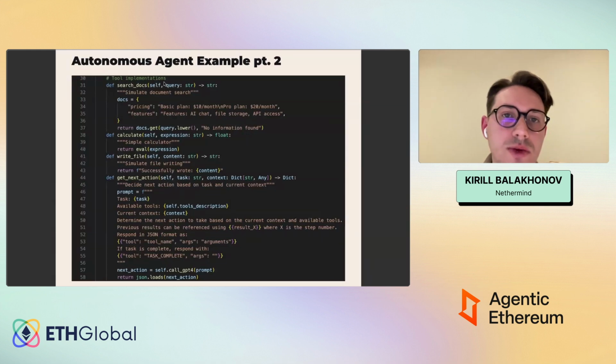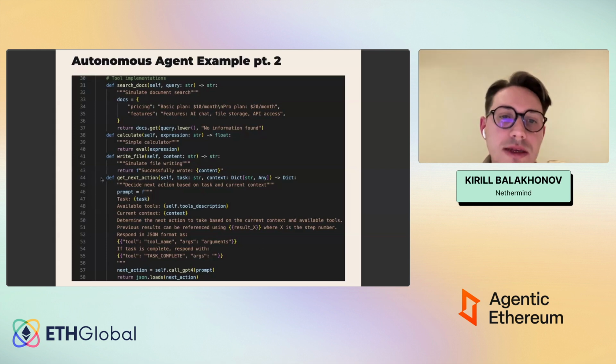We implement each tool separately. So search docs, there is a query as an input, to simulate document search. How it works, it's basically just a key value storage, so it returns the text by the key. Calculate is just simple evaluation of an expression. So if it asks for 2 plus 2, it will eval and we will get 4. Write file is just a simulation of writing a file, so we just print that if the LLM has called it, then it does it.